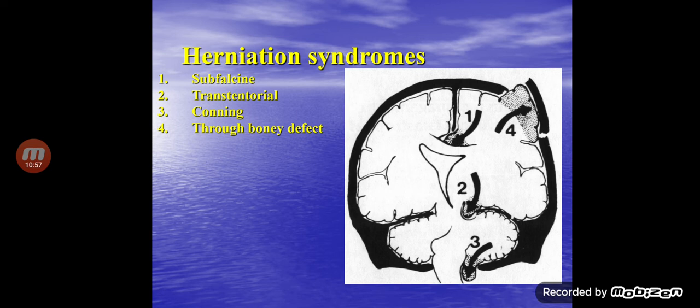The last type is called the infratentorial herniation. And that means that the infratentorial compartment will herniate through the foramen magnum, where there will be obstruction of the cerebral aqueduct and the brainstem damage, just like in number 3.